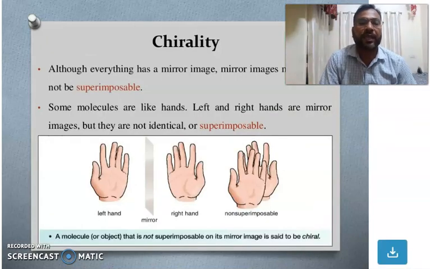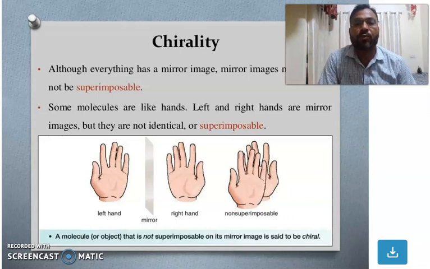Now, my friend, chirality. What is chirality? Everything has a mirror image, but it may not be superimposable. Some molecules are like hands. Left and right hands are mirror images, but they are not identical or superimposable. Look here, your left hand and your right hand. This is non-superimposable.